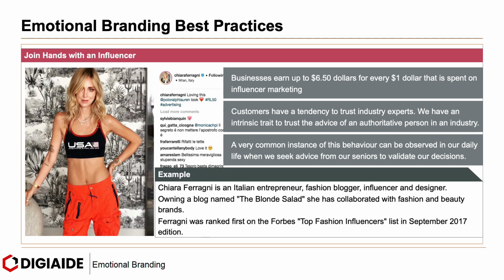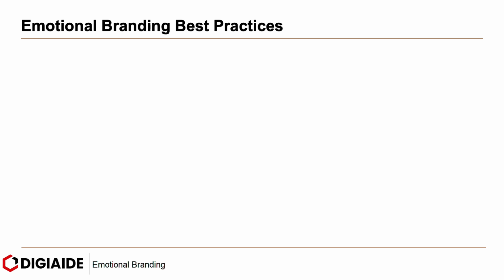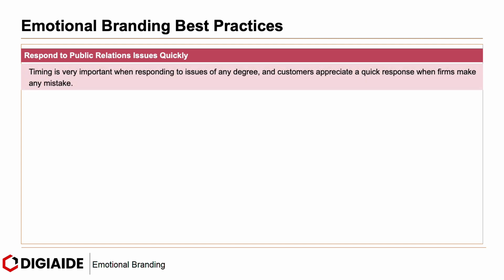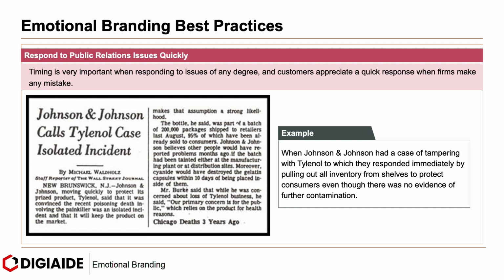An example of an influencer is Chiara Ferragni, an Italian entrepreneur, fashion blogger, influencer and designer. Owning a blog named The Blonde Salad, she has collaborated with fashion and beauty brands. She was ranked first on the Forbes top influencer list in the September 2017 edition. And finally, respond to public relations issues quickly. Timing is very important when responding to issues of any degree, and customers appreciate a quick response when firms make any mistake. Example, when Johnson & Johnson had a case of tampering with Tylenol, they responded immediately by pulling all inventory from shelves to protect consumers, even though there was no evidence of further contamination.